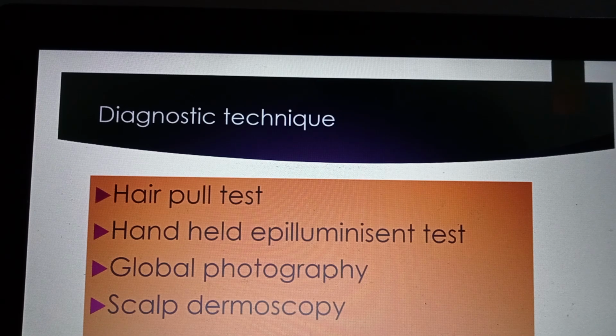And number three is global photography. This is very important. The global photography of scalp and follicles may give evidence of hair loss over time. And number four is scalp dermoscopy. It involves a dermoscope which magnifies the hair and follicles up to a power of 1000, so that the hair and scalp can easily be visualized.